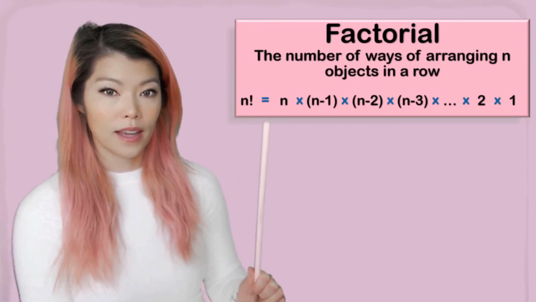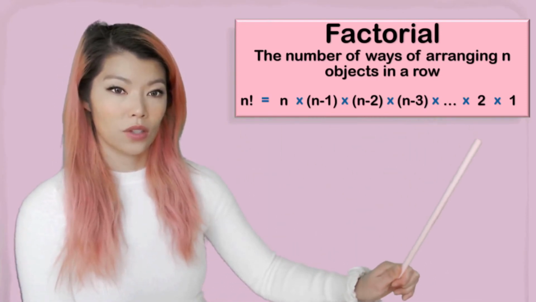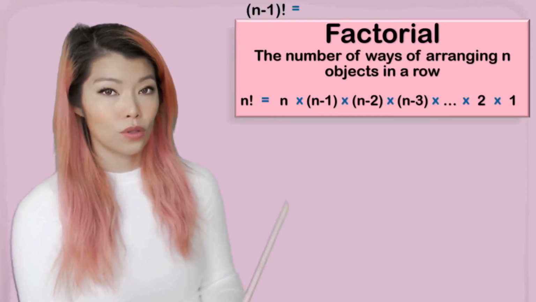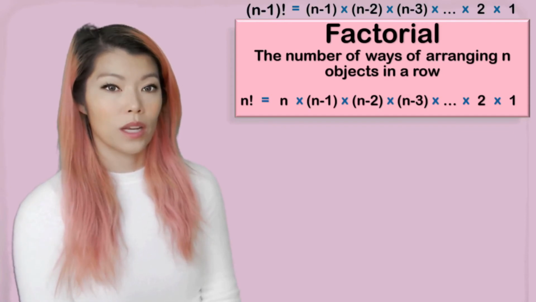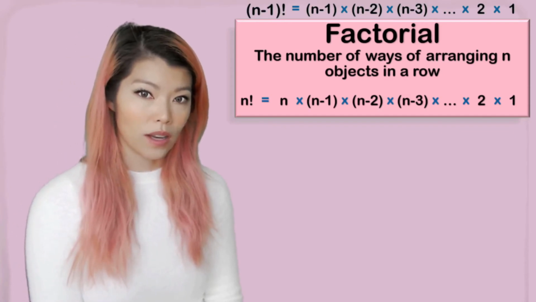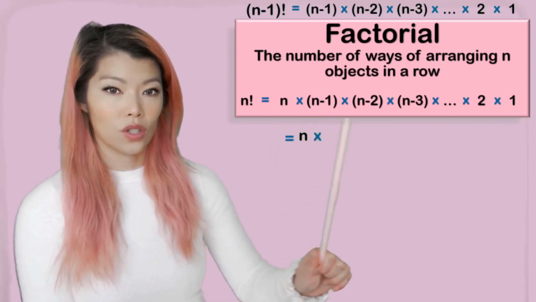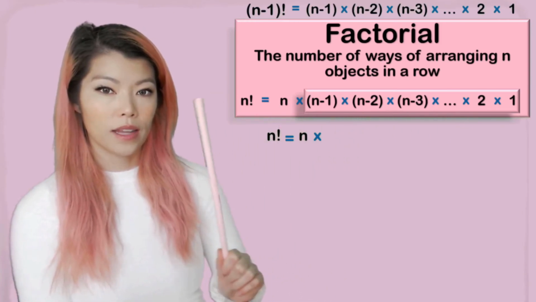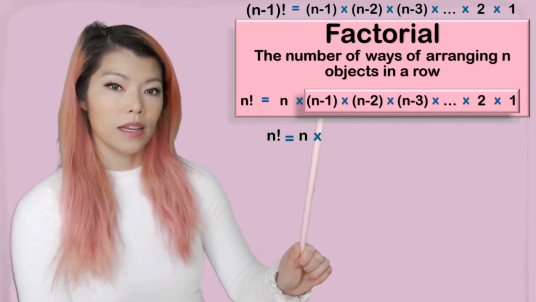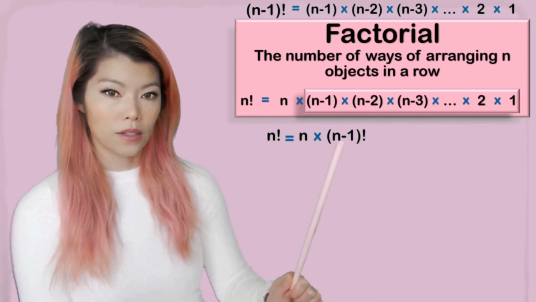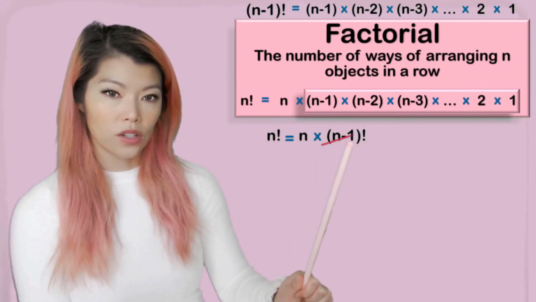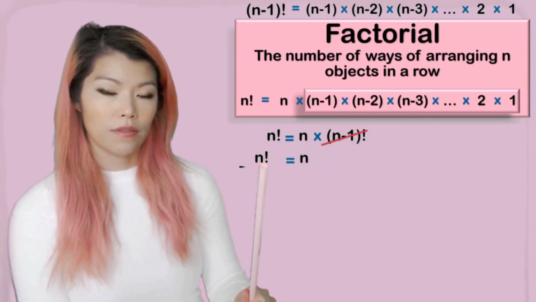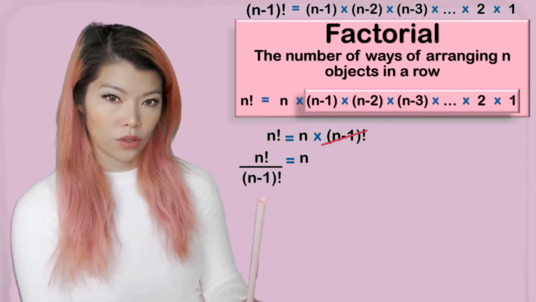The n factorial is n times n minus 1 times n minus 2, etc., times 2 times 1. And we notice that n minus 1 factorial is equal to n minus 1 times n minus 2 times n minus 3, etc., 2 times 1. Or in other words, it is this section over here. So if it's that section over there, we can rewrite this line here, n factorial, as n times n minus 1 factorial. And we can rearrange this, so the inverse of times is divide. So now we have n factorial over n minus 1 factorial equals n.